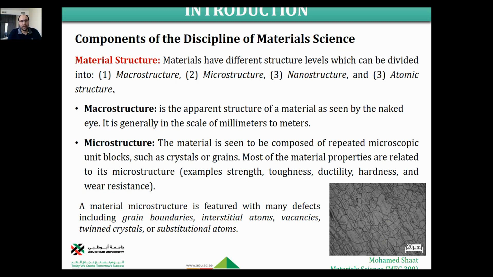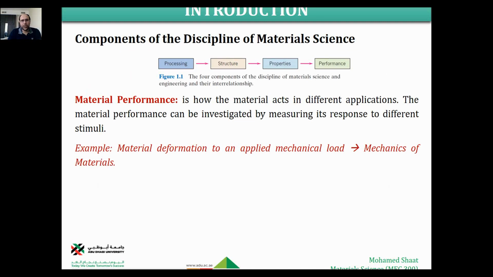Now let us move to the material structure, but before that, let us discuss very quickly the performance. As I mentioned, the performance is the response of the material to the external action. It is how the material is going to act in different applications. If we're going to use this material in a certain application, definitely when we involve this material in a machine, it's going to be subject to some forces, like torque, like bending forces, like some heat, right? All of these are different stimuli, different actions, and this material is going to react and respond to these actions in a certain way. This is the physical meaning of material performance.